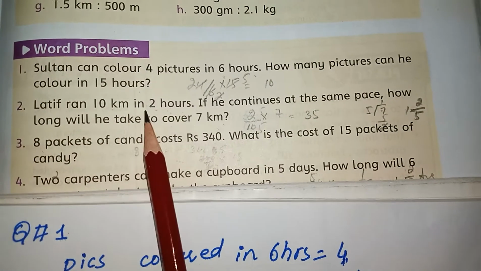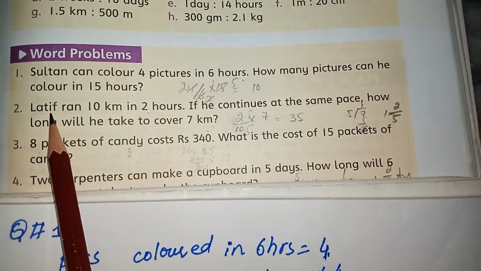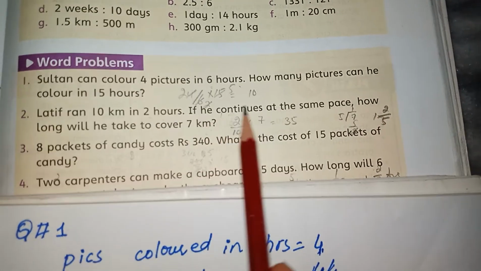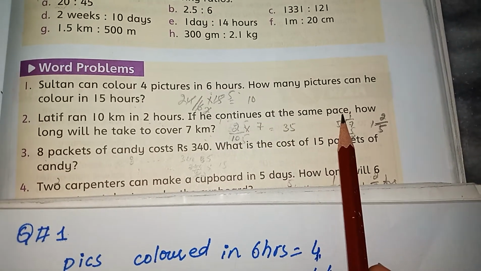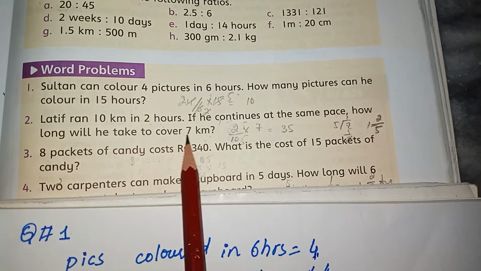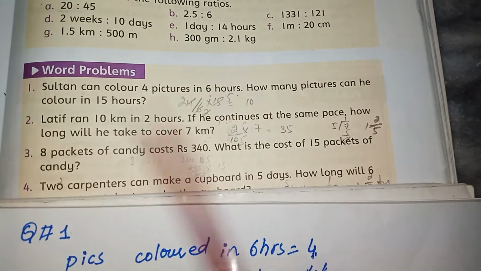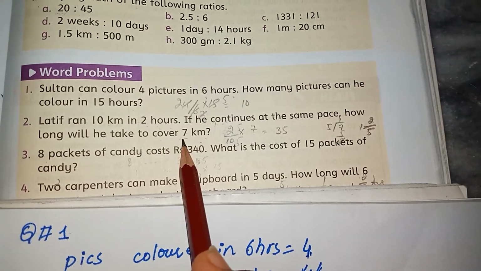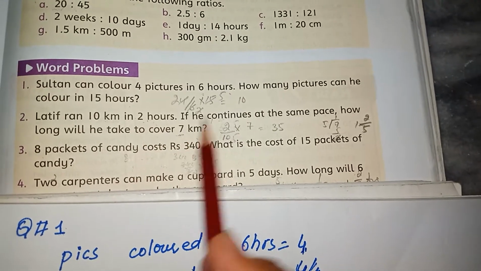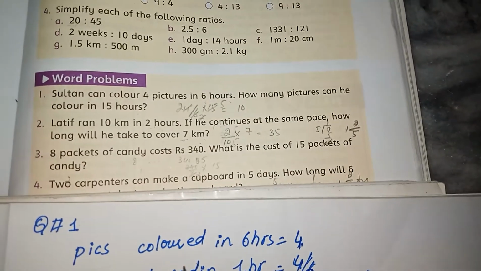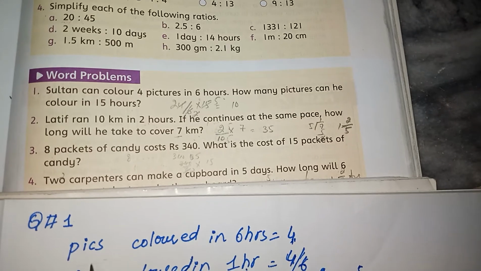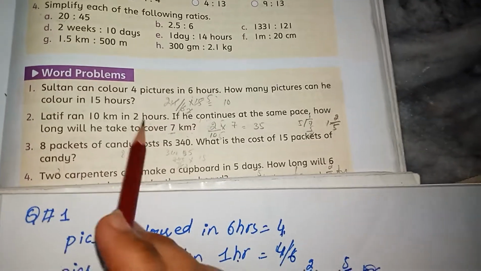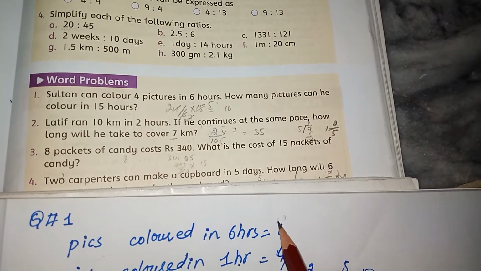Latif ran 10 kilometers in 2 hours. Distance covered in 2 hours, that was 10 kilometers. If he continues the same pace, how long will it take to cover 7 kilometers? As you know, if you want to find the time, you can write it as distance covered in 2 hours, that was 10 kilometers.